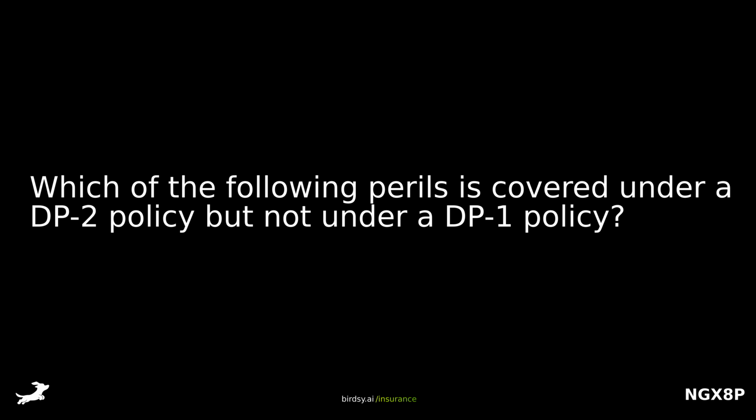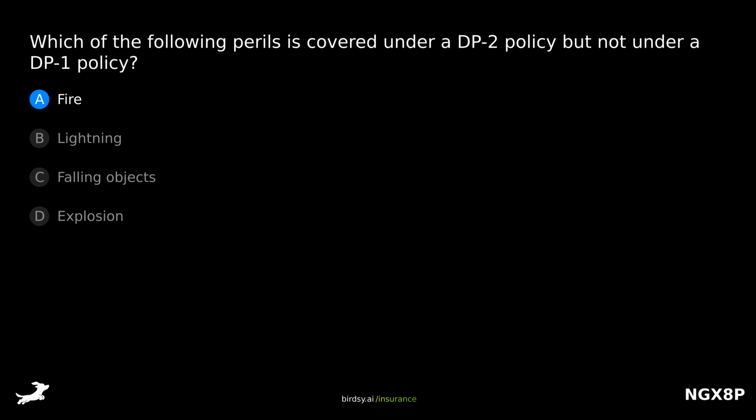Which of the following perils is covered under a DP2 policy but not under a DP1 policy? Is it A, fire, B, lightning, C, falling objects, or D?